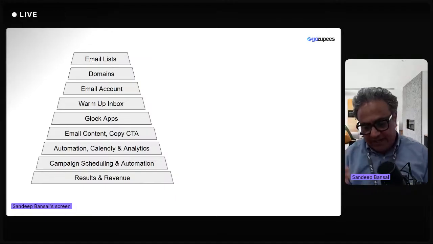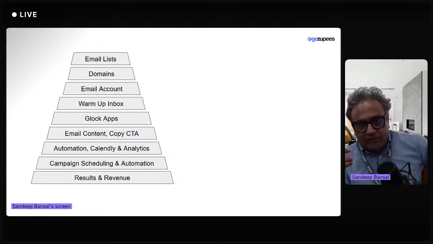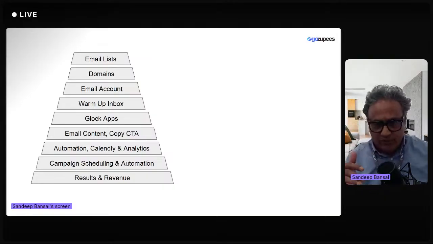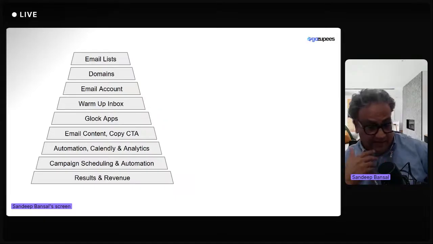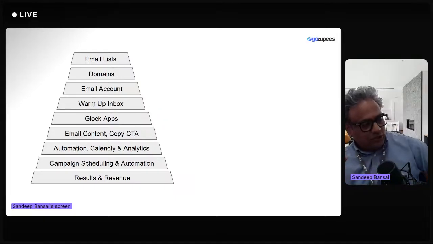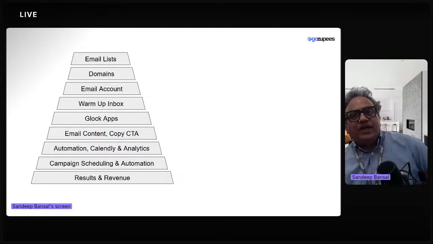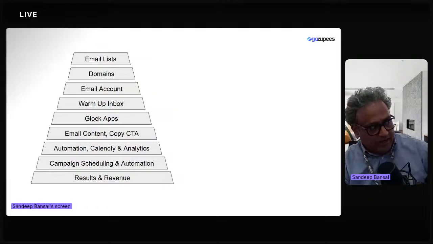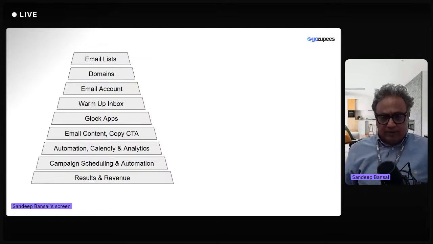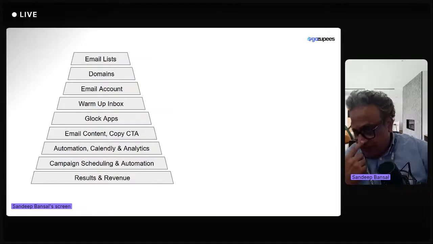Once that's done, next comes the domains. You should never get domains with special characters. I have seen, and in fact, we've made this mistake ourselves, domains with dashes, hyphens, or other special characters. Invariably, they will land in spam. Do not do that. I have seen people using .co domains, and we do use them sometimes, but generally, if you can, go only for .com domains. The more domains, the better.